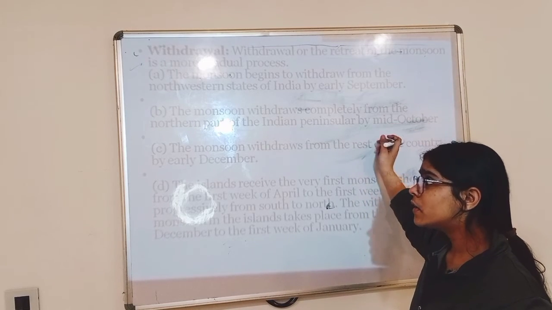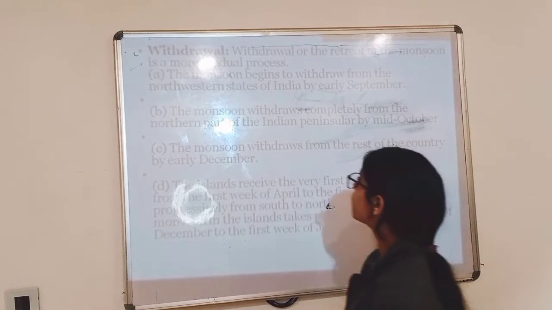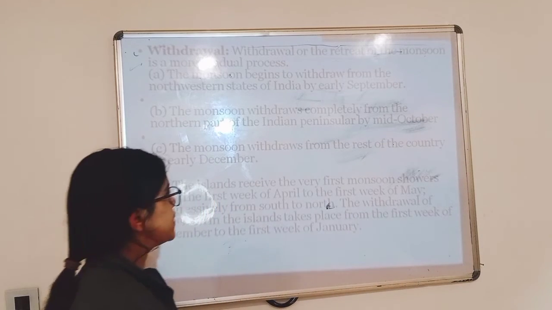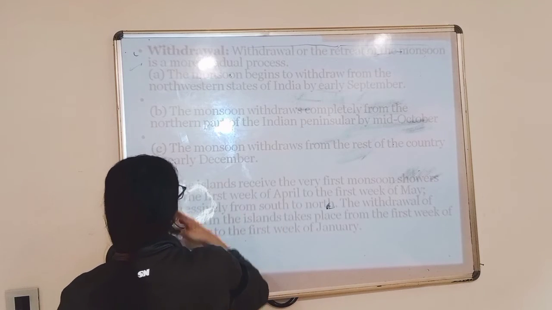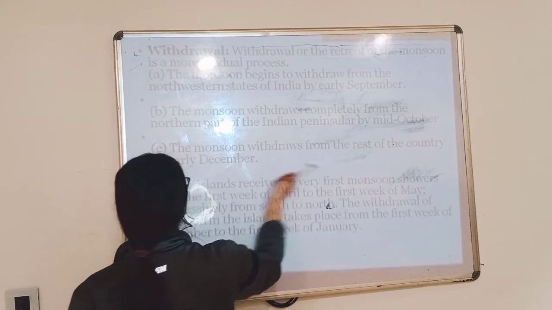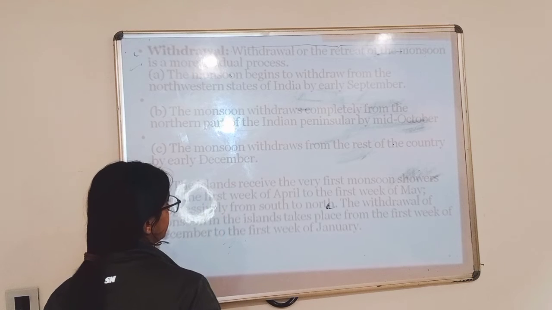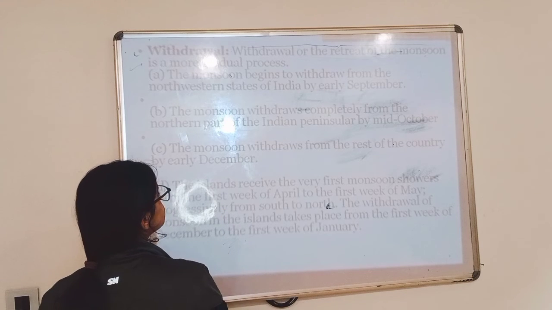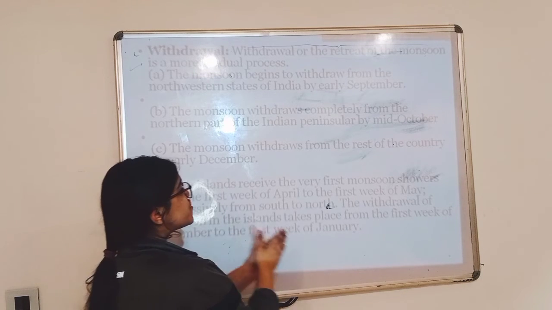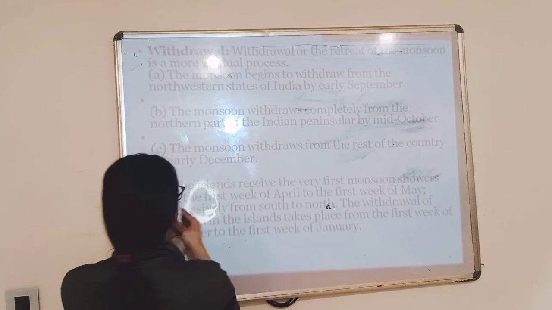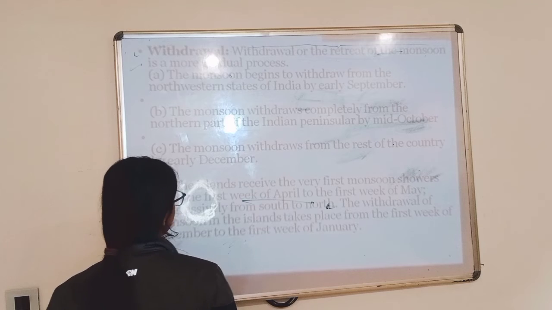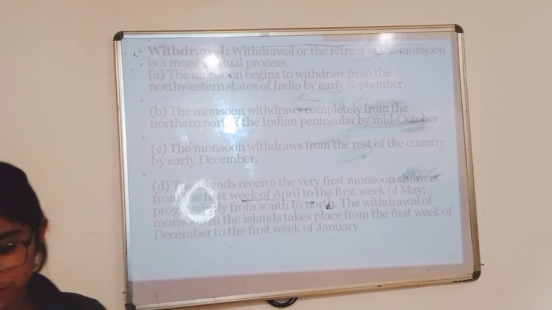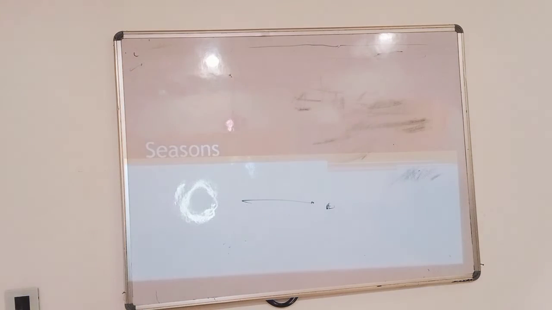By mid-October, the monsoon withdraws completely from the northern parts of India. ठीक है, mid October तक चला जाता है आधे parts of India से. Monsoon withdraws from the rest of the country by early December. पूरी country से monsoon December तक चला जाता है. The islands receive first monsoon showers by the first week of April to the first week of May, progressively from south. Right? Islands में भी बारिश होती है.